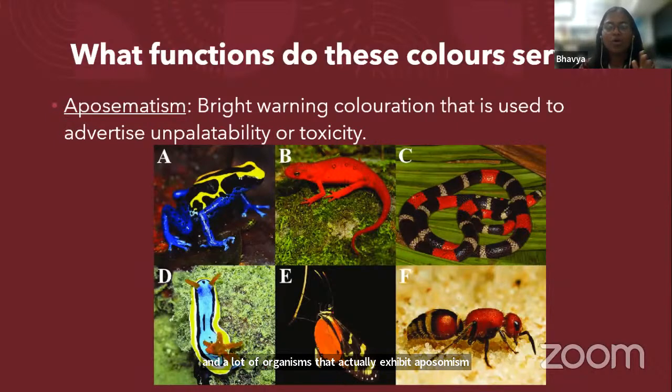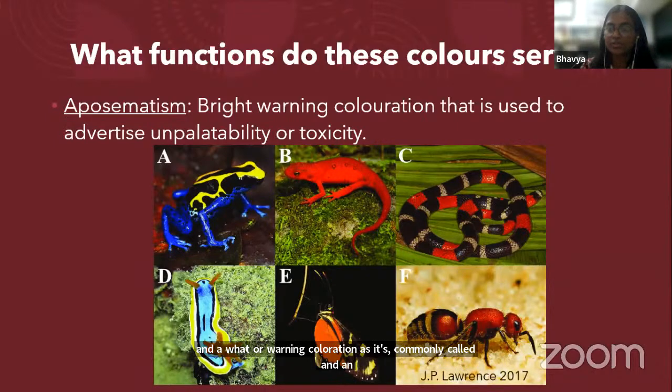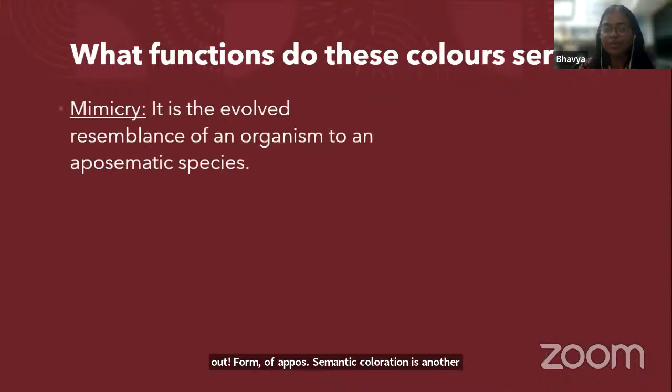And an outcome of aposematic coloration is another phenomenon or another defensive strategy, which is called mimicry, in which an organism evolves a resemblance to an aposematic species. And this thereby gains protection by looking like a toxic organism. And there are two types which I'm going to be talking about, but there are multiple others. But for the sake of this talk, I'm going to restrict it to two kinds of mimicry.